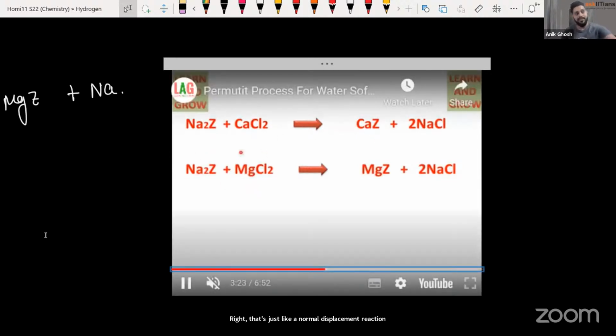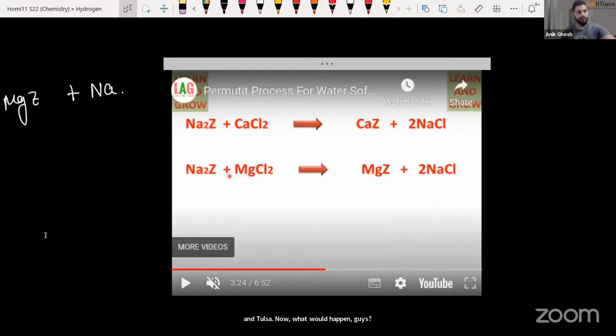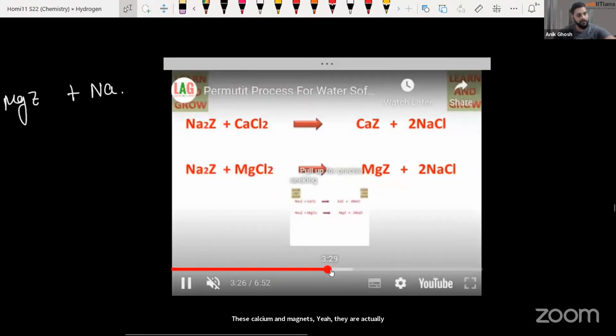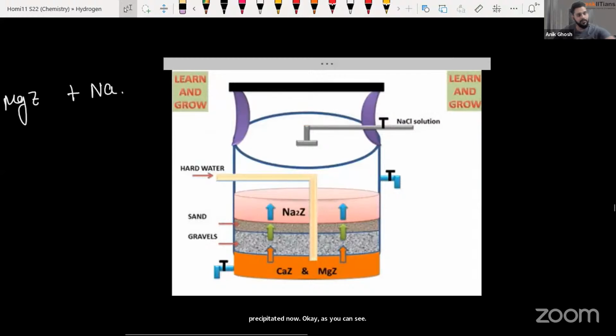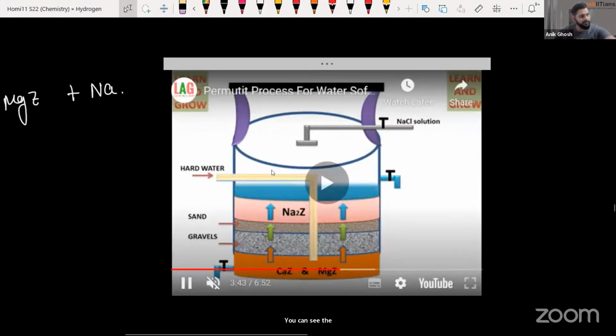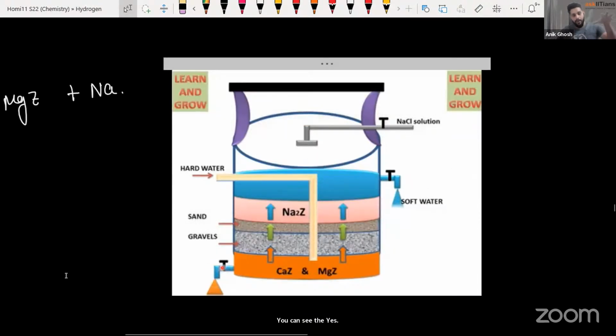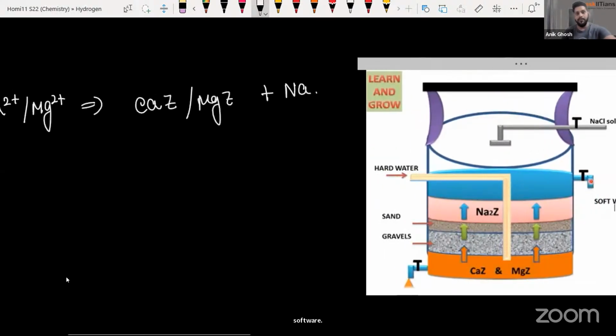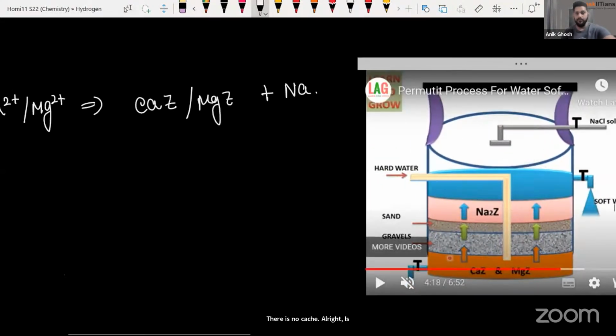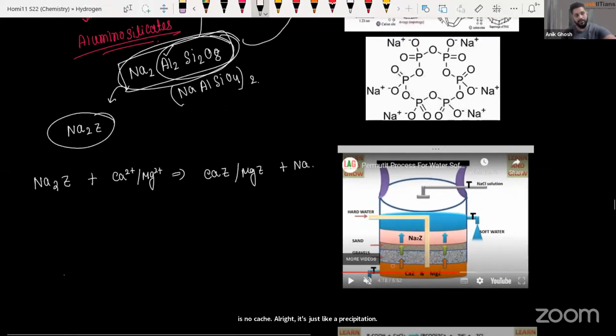Now, what would happen, guys? These calcium and magnesium zeolites are actually precipitated down. Okay, as you can see in the next part, the calcium and the magnesium zeolite has precipitated down. So the water on the top is just soft water. There is no calcium and magnesium. All right, it's just like a precipitation. Right, guys? So this is your one reaction.